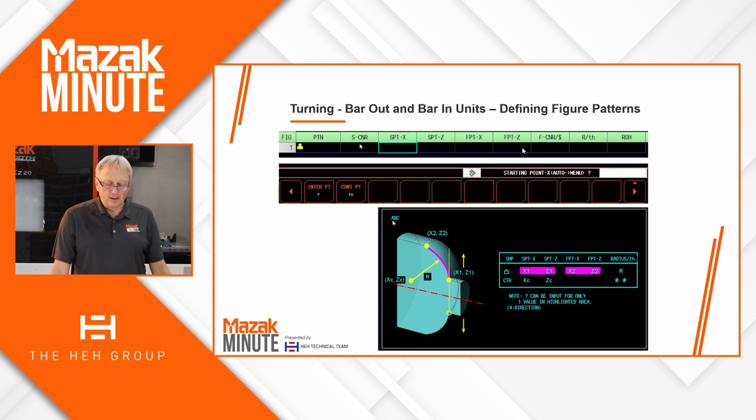The start point, or the S corner, is going to be the radius at the beginning. Start point is going to be the point at the start of the radius. Finish point X and Z is going to be the end point. And again, the R theta this time will be the radius of the arc.